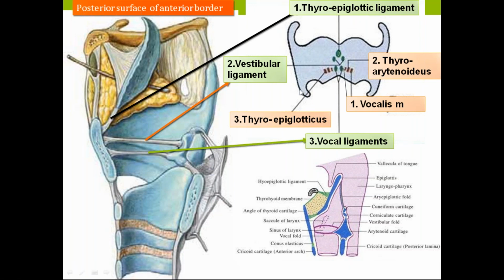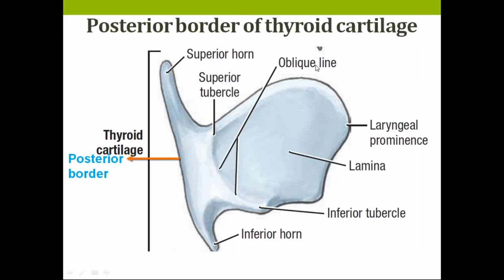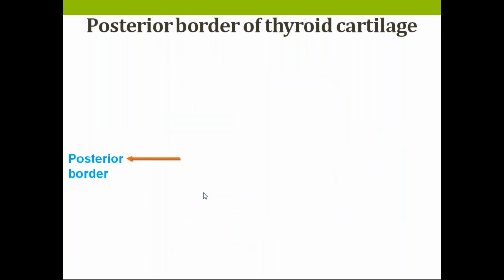So next we'll go on to the posterior border of the thyroid cartilage. The posterior border is free. They will not meet with each other. It extends above and below as the superior horn and the inferior horn. You can see the superior and the inferior horn. So this is the posterior border.